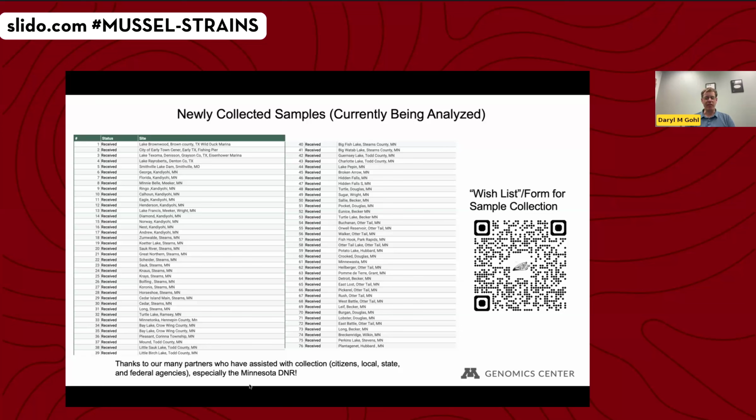We're working with the watercraft inspection program this summer to collect more samples. We've had a number of invasive species specialists throughout the state who have gotten us really great collections from specific regions. I have a QR code here for a wish list and sample form, so you can go there and browse which lakes in the state we still need to collect from. And if you have access to mussels from that lake, you can fill out that form and sign up, and we'll get in touch with you about getting mussels from your lake of interest.